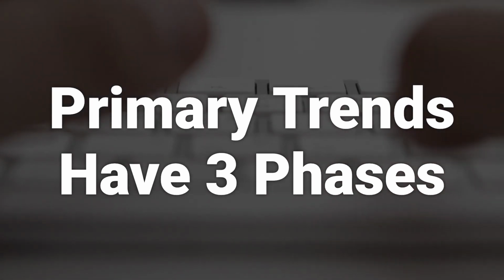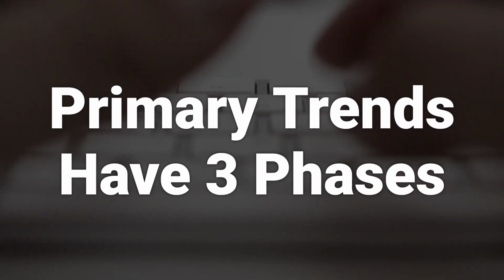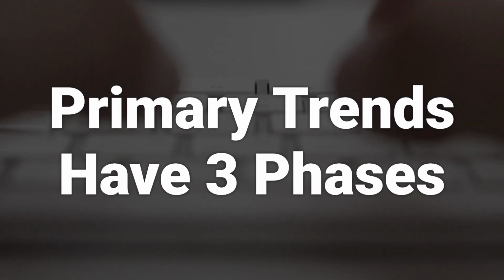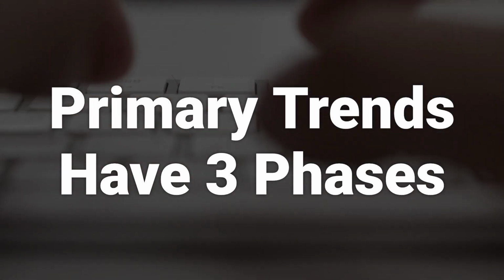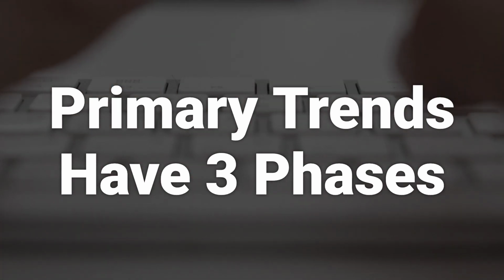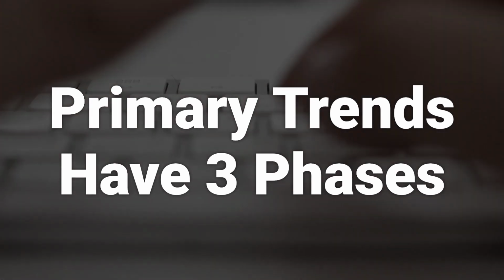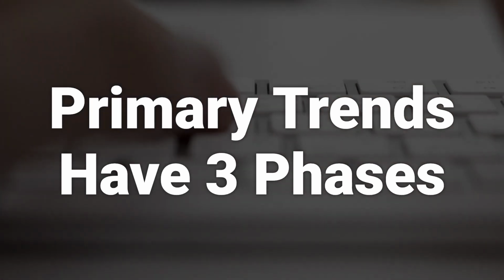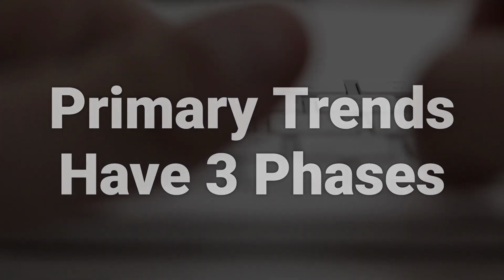According to the Dow theory, the primary bull and bear trends pass through three phases. A bull market's phases are the accumulation phase, public participation, and excess phase. A bear market's phases are the distribution phase, panic phase, and exhaustion phase.